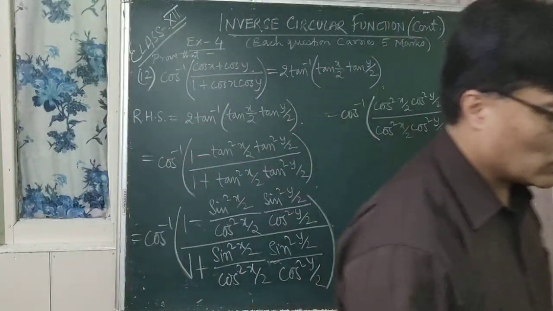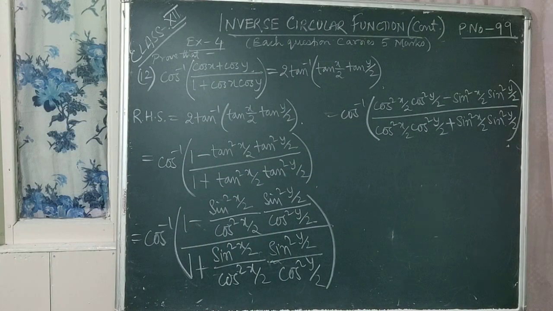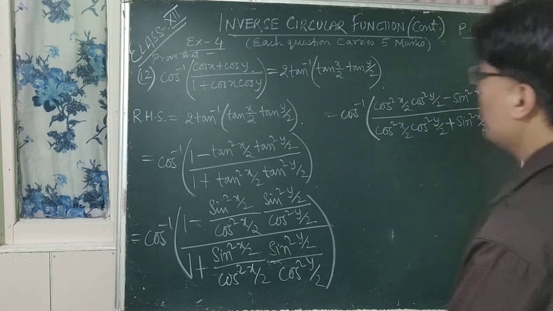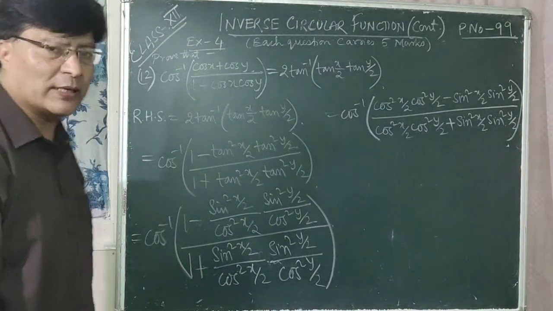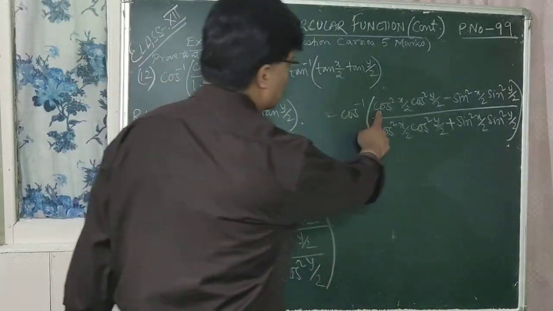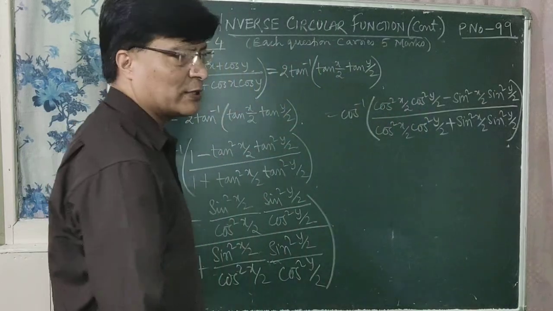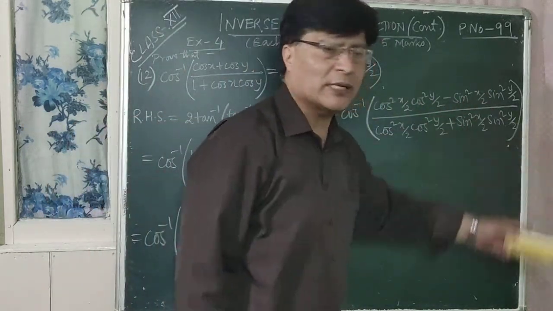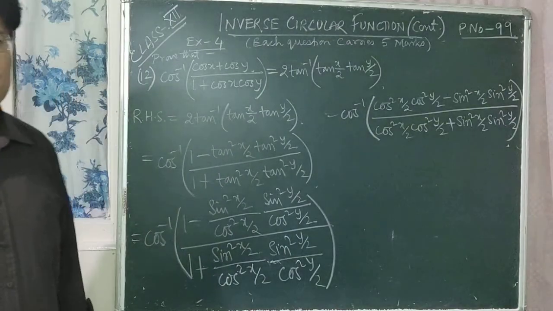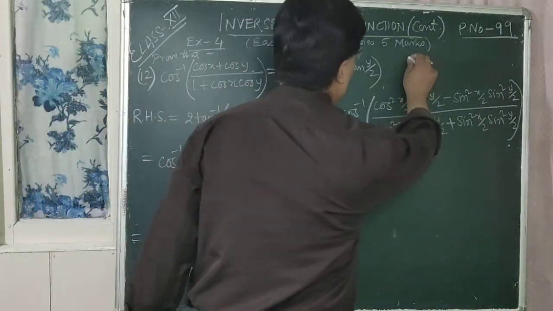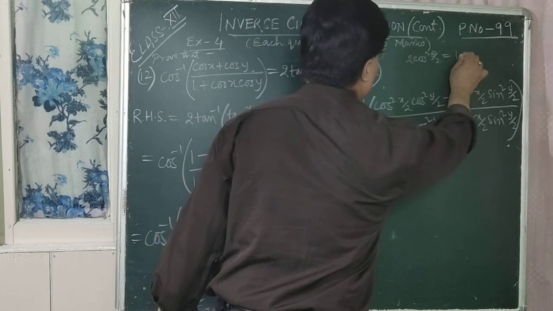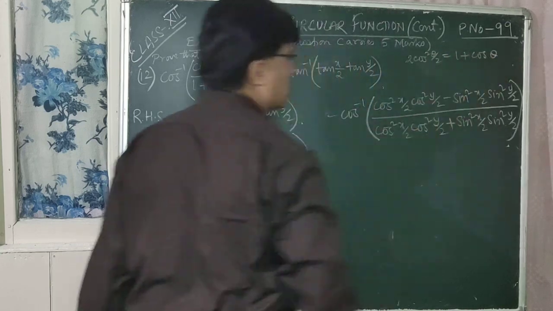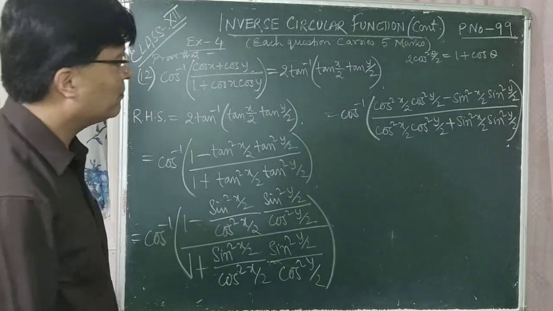So now what will you do in the next step? So we can use a formula out there. Okay. So what is the formula that you can use here? This is cos square x by 2 and this is cos square y by 2. And this is sin square x by 2, sin square y by 2. So in this case, we can use the formula of 2 cos square theta by 2 is equal to 1 plus cos theta. That is one of the formulae.